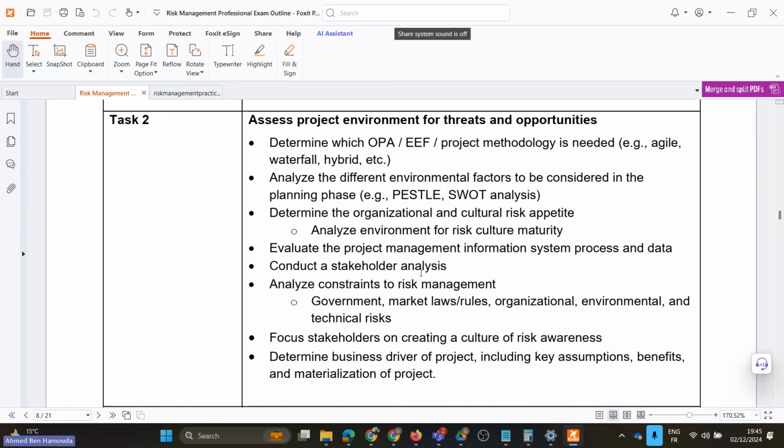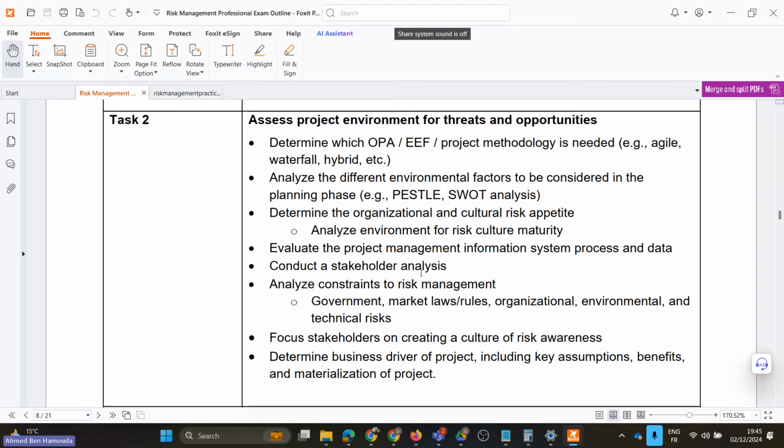For task two, from this first domain, it is about assessing the project environment in order to identify any potential threats and any potential opportunities. Now, remember, and we will see this in detail in the next session, threats are negative risks, or risks which might have a potential negative impact on the project. And opportunities are events that, if they occur, will have a positive impact on the project. Okay.